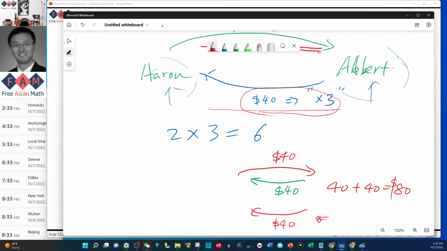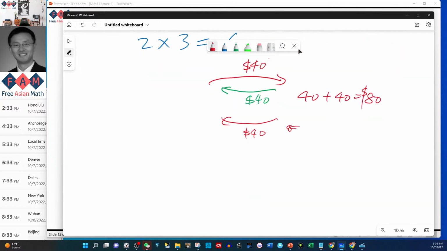Okay, so after Albert effectively gives $80 back to Aaron, what happened in that case? Albert's money goes down by $80 as measured from the moment when Albert was the richest, right? After getting $40 from Aaron. At that time, it was the richest moment for Albert. Then the money goes down by $80. But Aaron's money goes up by $80. And this time it's 3 times of Albert.